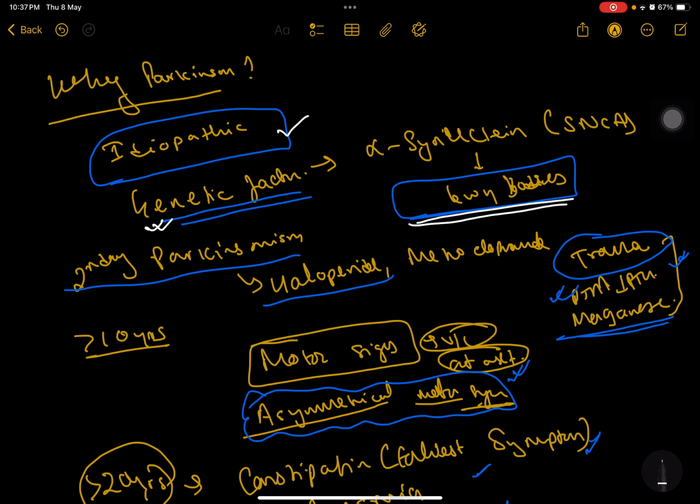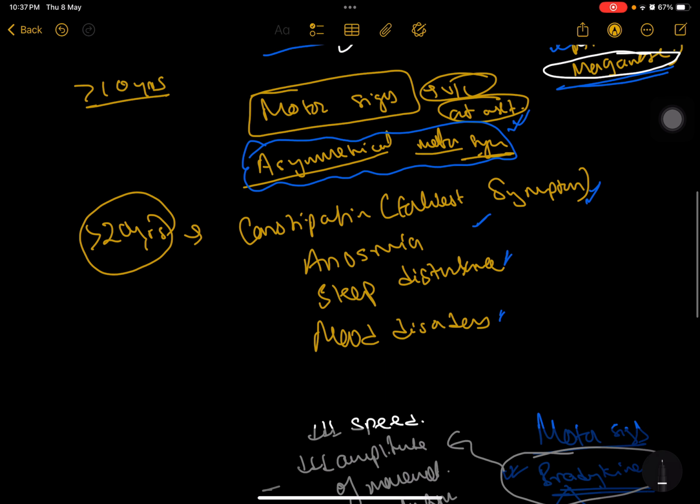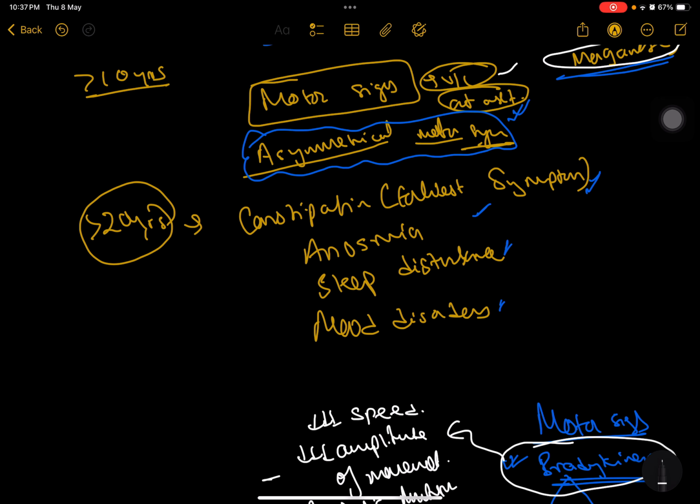Secondary Parkinsonism is secondary to haloperidol, metoclopramide. There might be trauma, there might be a decrease or increase in the level of PTS. Manganese is an important factor. Motor signs are basically unilateral at onset, and asymmetrical motor signs are seen. After more than 20 years, you can see constipation. There is anosmia, sleep disturbance, and mood disorders.